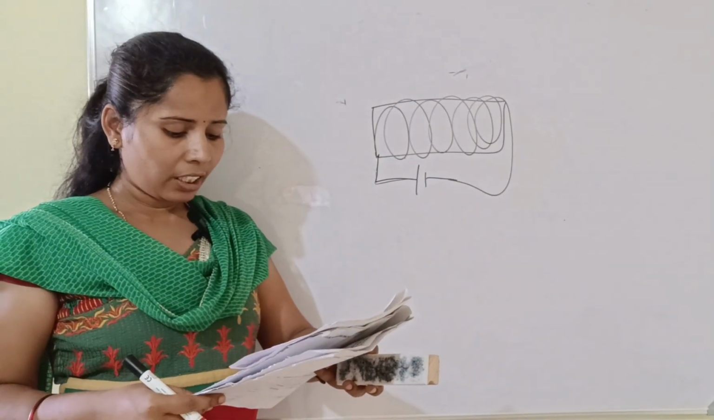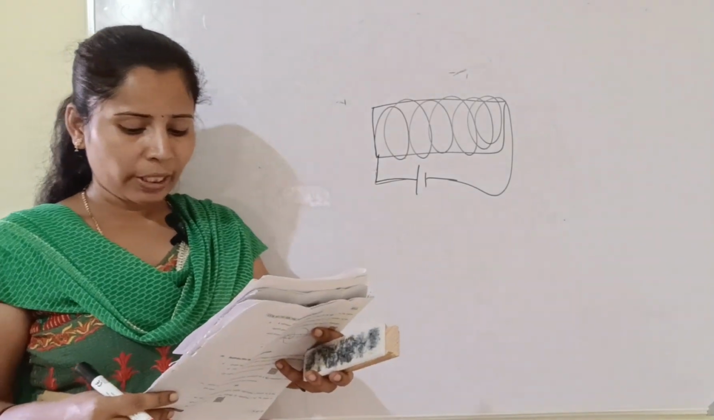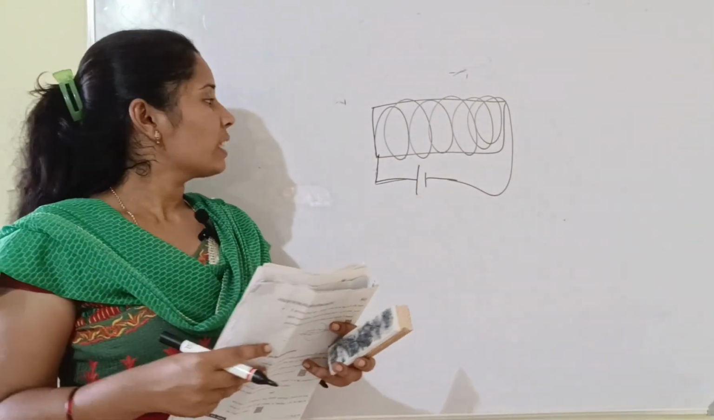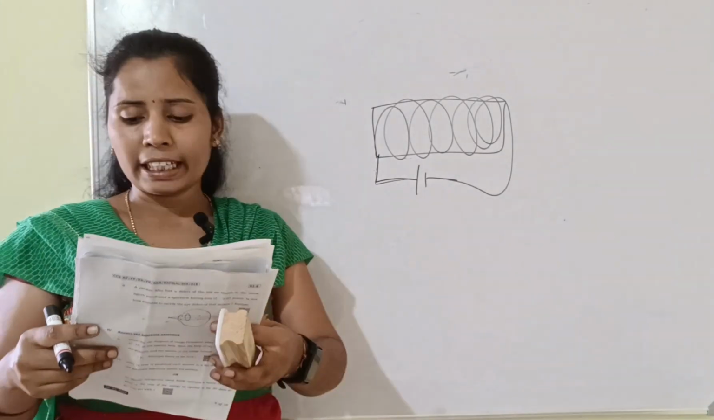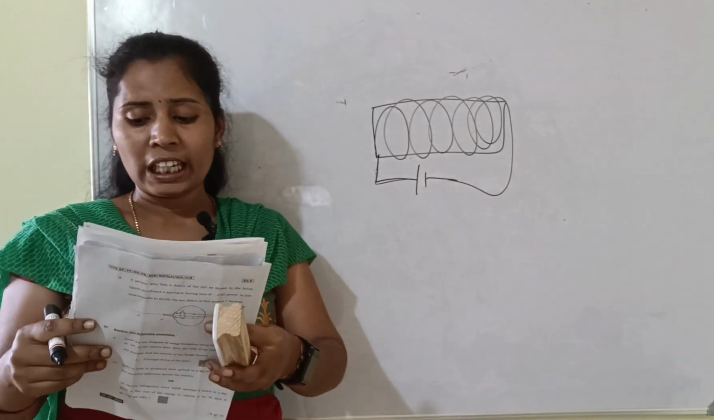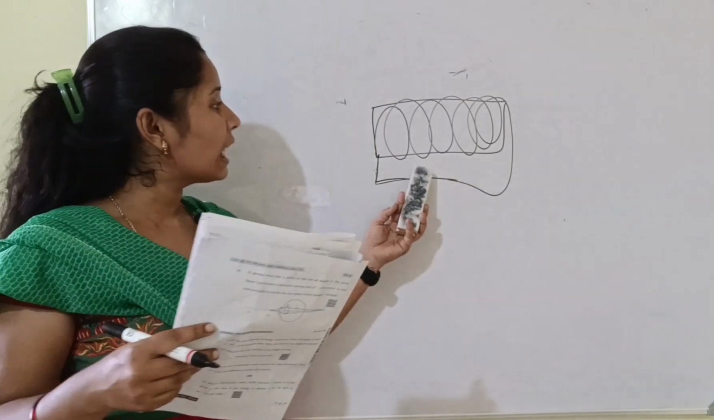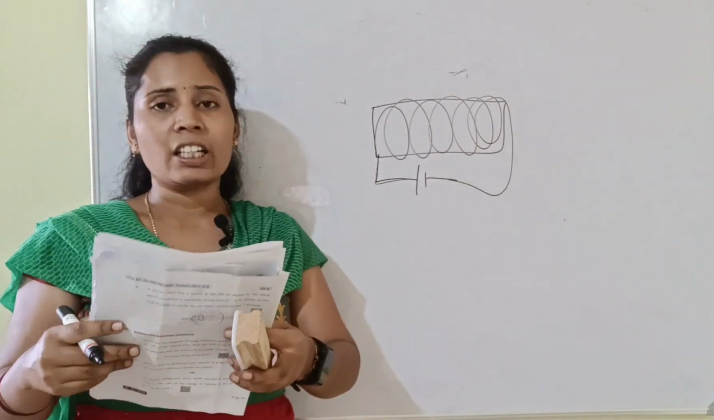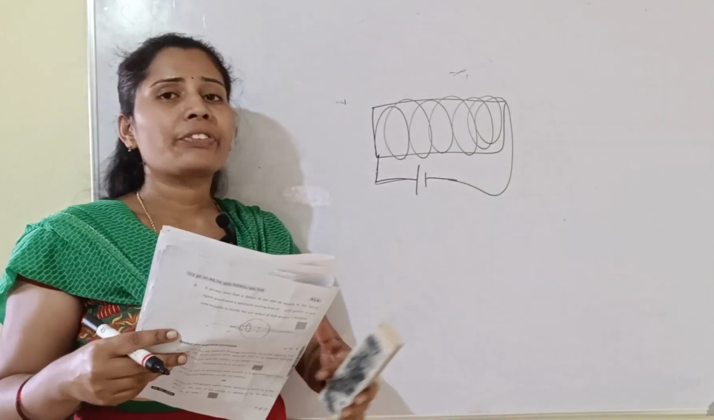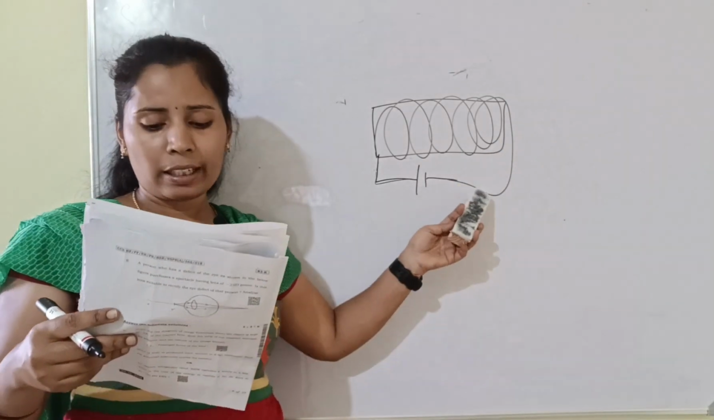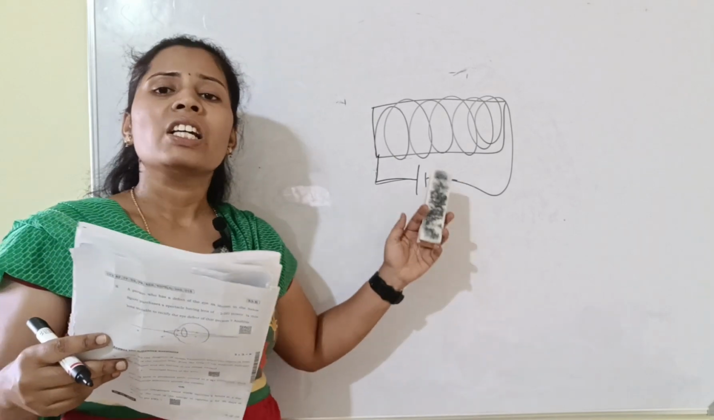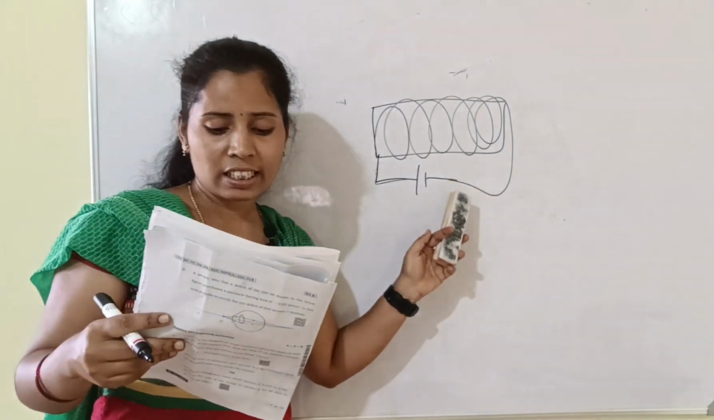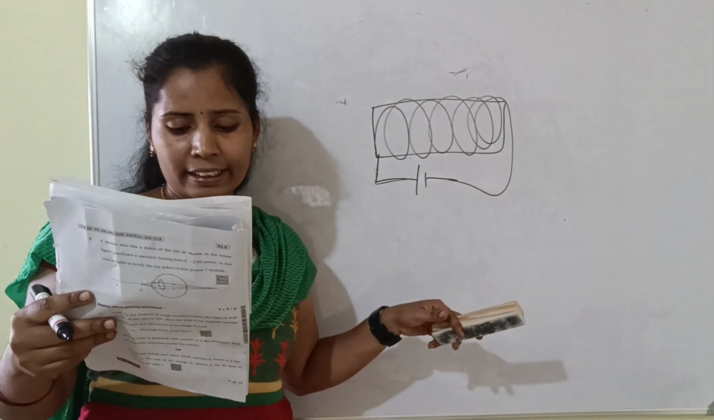So 12th B, what is solenoid? How can this be converted into electromagnet? So this is a solenoid. A coil of many turns of insulated copper wire wrapped closely in the shape of a cylinder is called a solenoid. If we insert a soft iron core, this will become an electromagnet. So this is the method. By inserting a soft iron core, we can convert this solenoid into electromagnet.